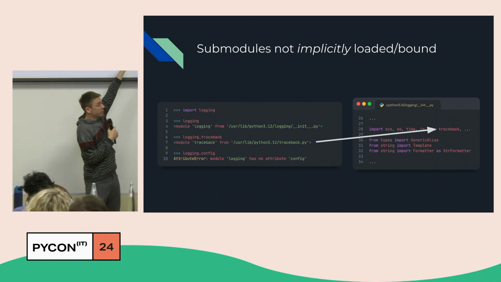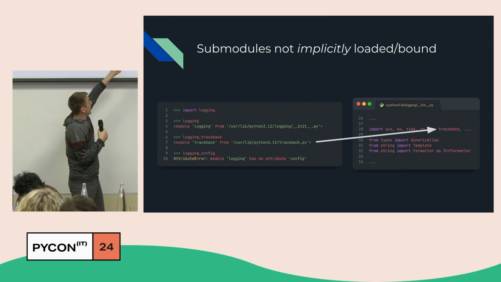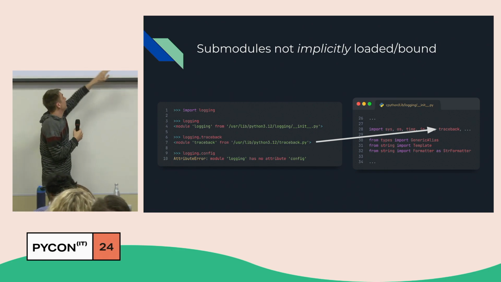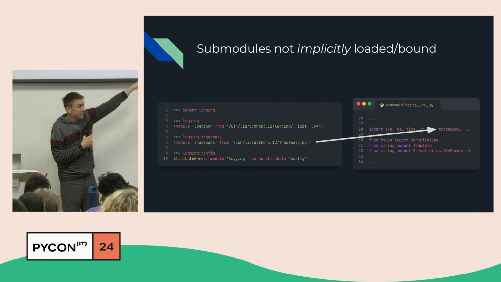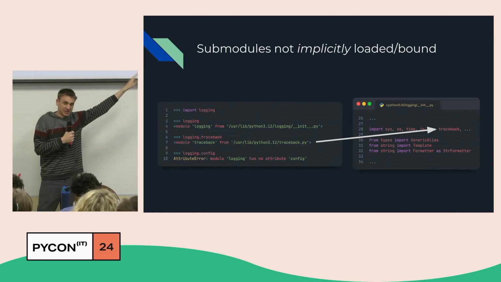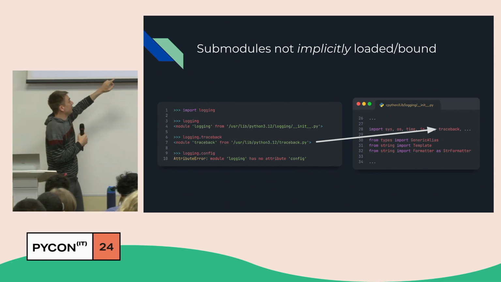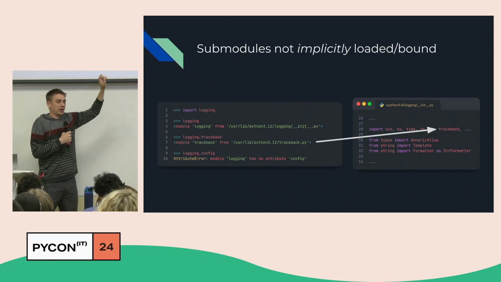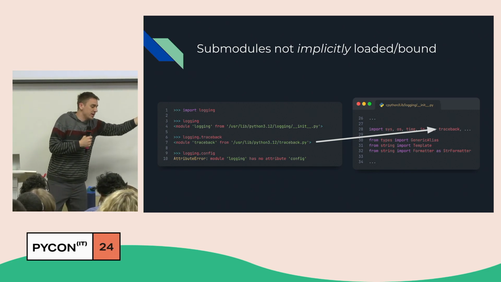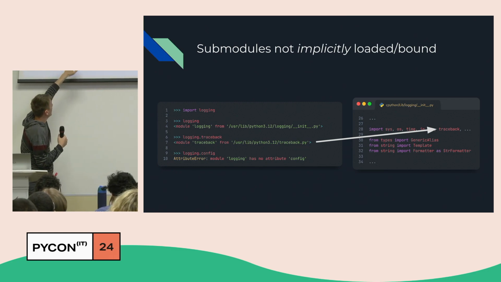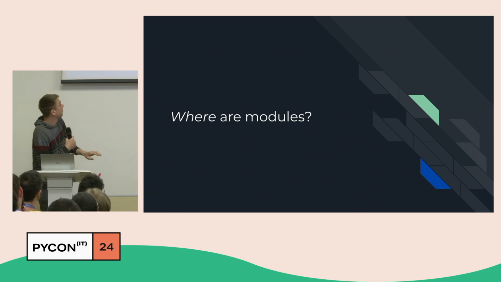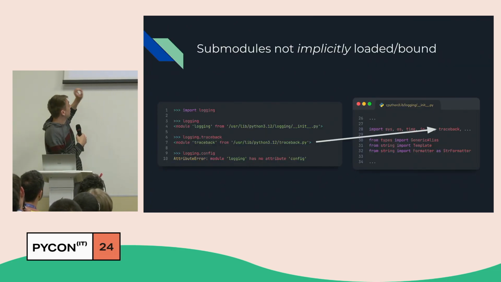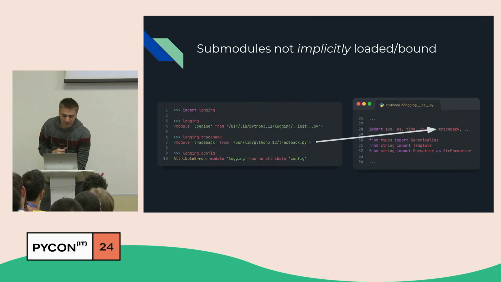So when logging is imported, its __init__.py is executed, and it imports traceback. And so that implicitly gets put into the logging.traceback namespace. That's only because the __init__.py of logging executed that import. But because logging's __init__ file does not import config, it ends up not being in the namespace. So you have to explicitly import config to have it accessible.